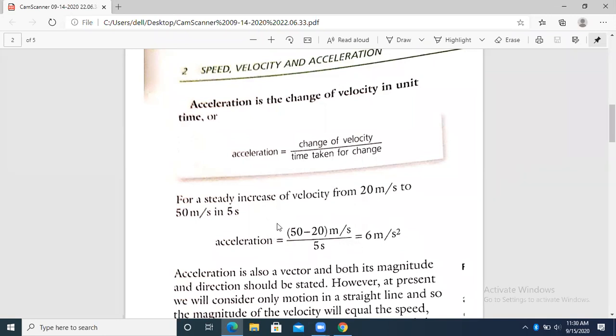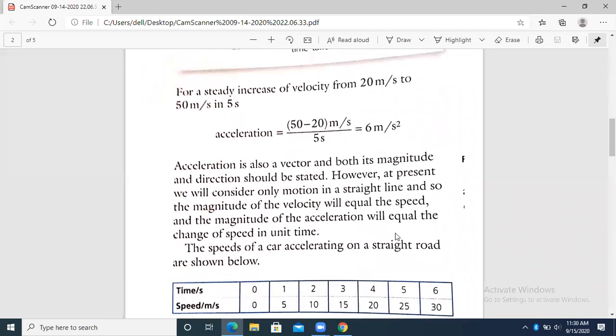See here, velocity has the unit meter per second. Then it is all divided by time, which has another second. So this second and this second give second square. If you want, I will explain more. Don't worry. Acceleration is also a vector quantity because it applies to velocity.